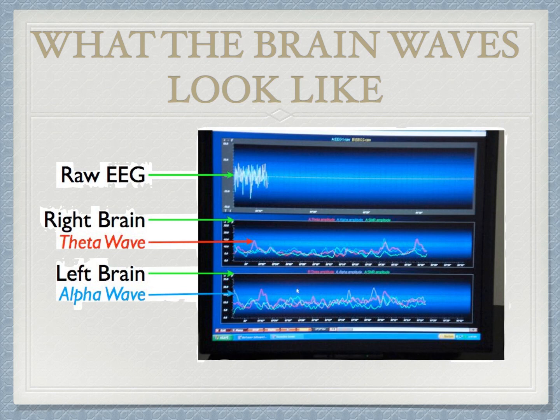Here's a picture of a recording of the brain waves, and we typically record the theta wave and the alpha wave from each of the halves of the brain, the right brain and the left brain. And what we find is that when the alpha brainwave is large, that's when you will be in the parallel processing mode.